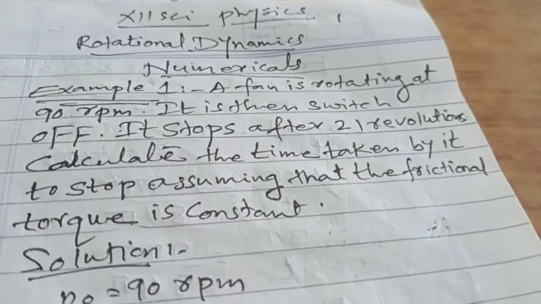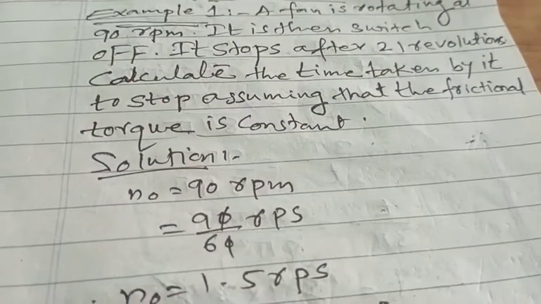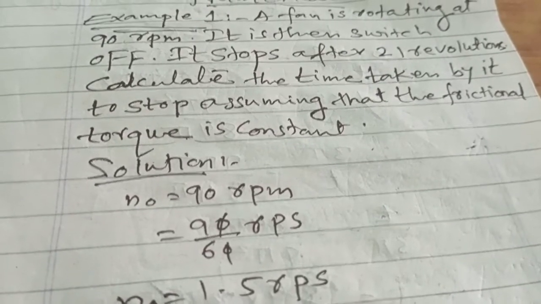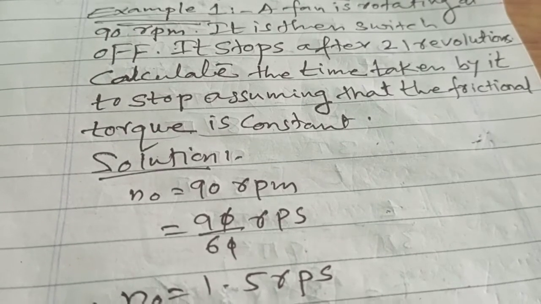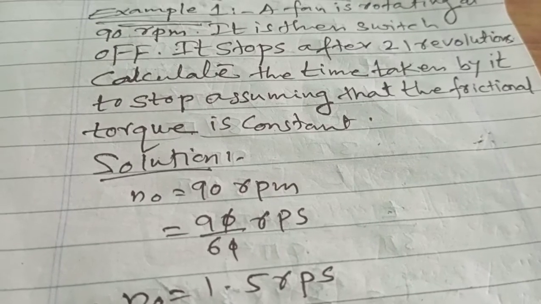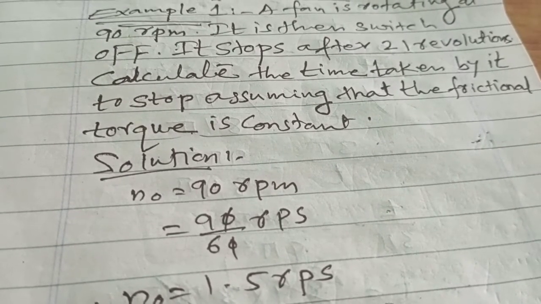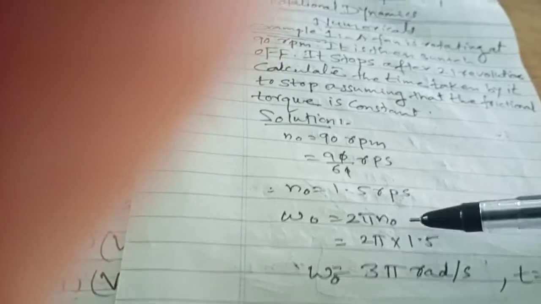Assuming that the frictional torque is constant, that means the angular acceleration is constant. n0 is the frequency, 90 rotations per minute. Per minute is not an SI unit, so first the minute is converted to seconds. 1 minute is 60 seconds, so 90 divided by 60 rotations per second, which is equal to 1.5 rotations per second.